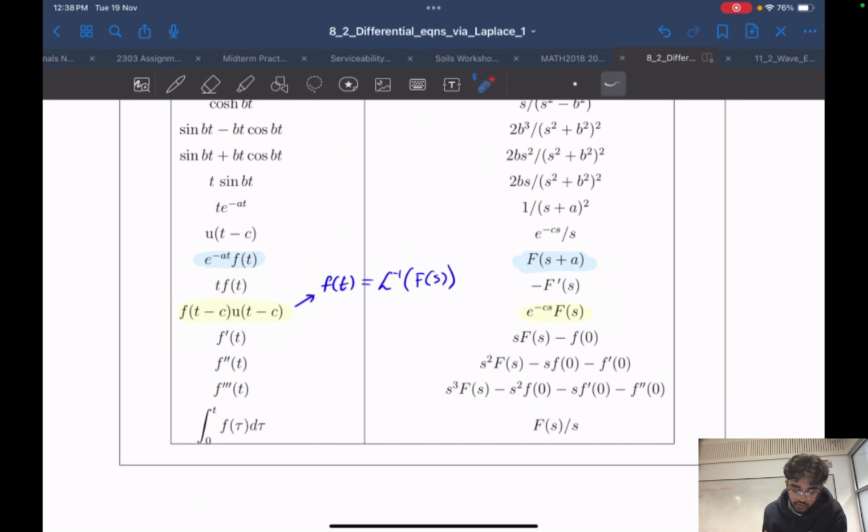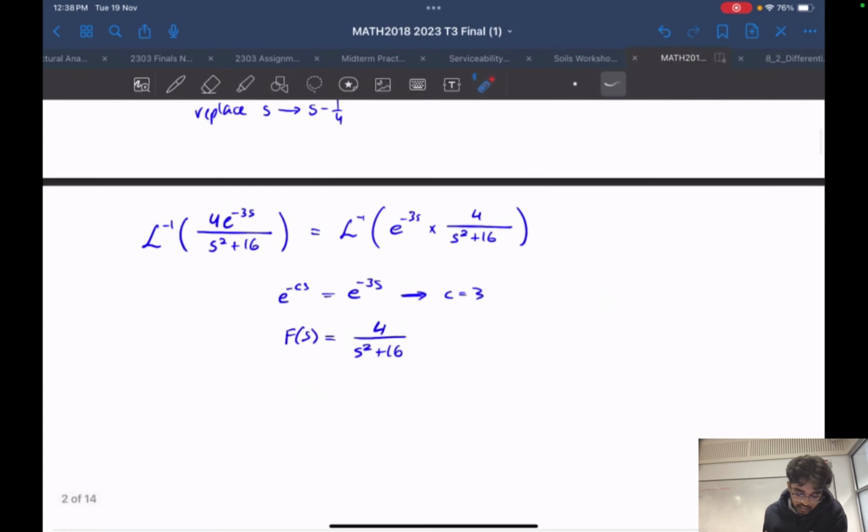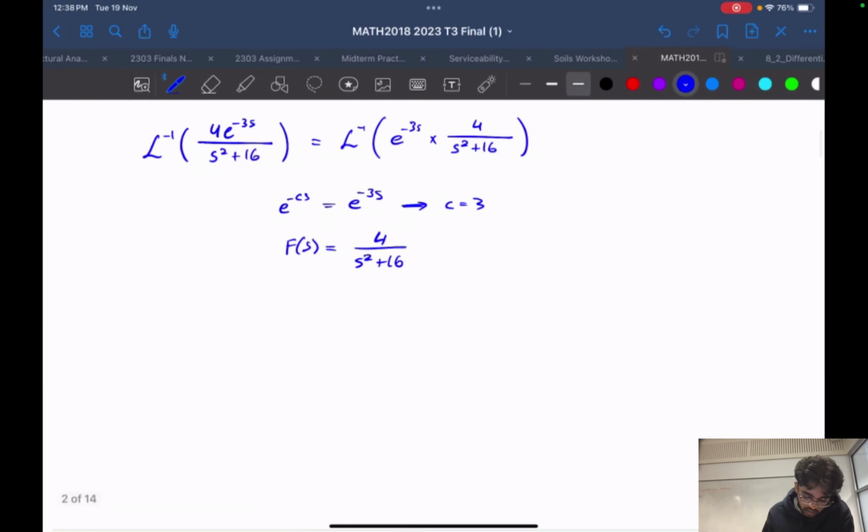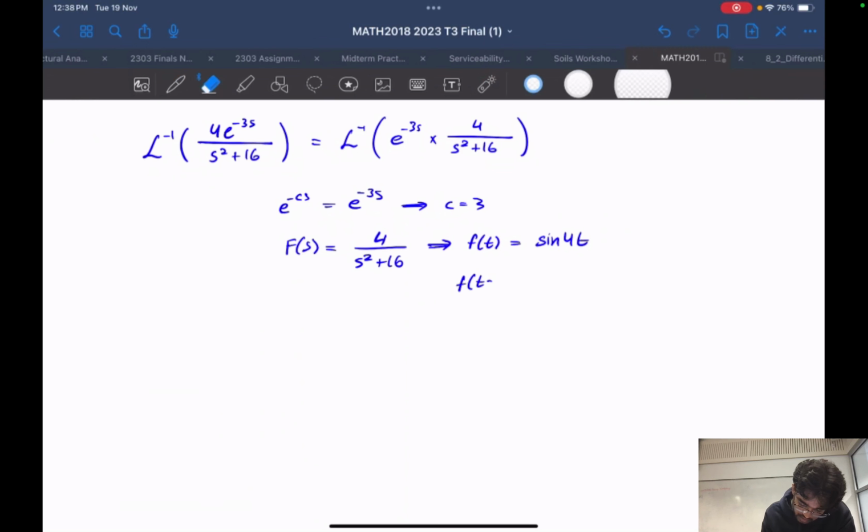Going back to what I said before, you're just going to have to replace our t. So I'll quickly show you what I mean. So therefore, we can say that f of t is equal to sine of 4t. f of t minus c, or t minus 3, is equal to sine of 4 times t minus 3, which is equal to sine of 4t minus 12.